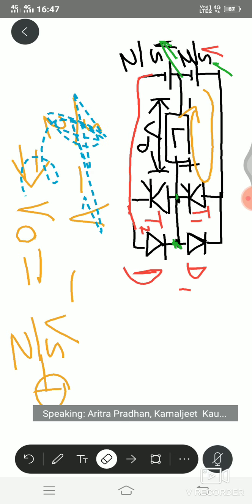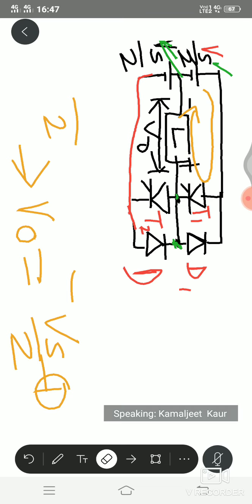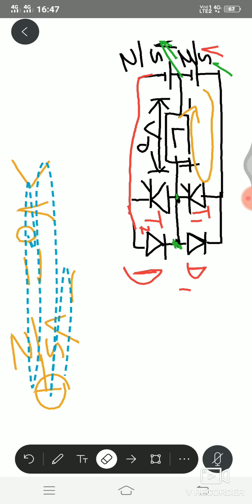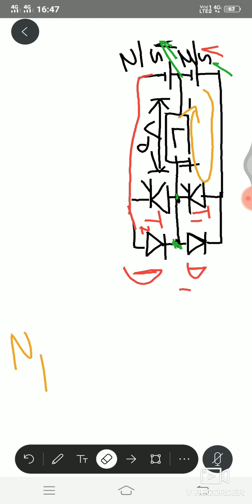Okay, now write down case 2. Case 2, write down within bracket, write down in your copy, keep on writing: when T2 is turned on. When T2 is turned on.